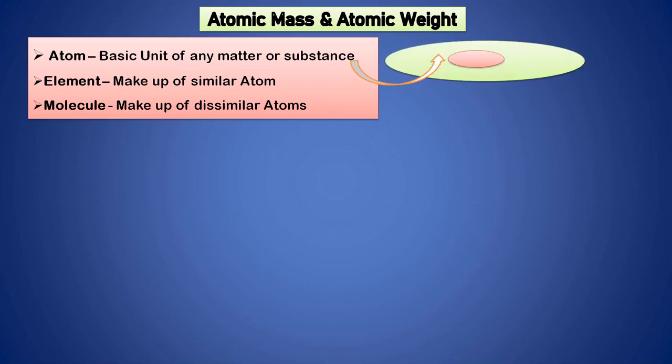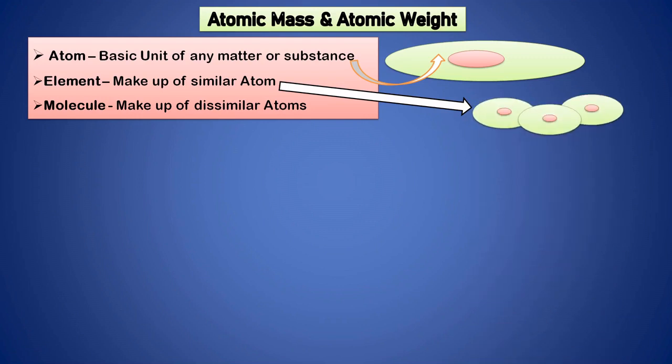This is an atom. This is the center nucleus and this is the surrounding orbital. An atom is the basic unit for any matter or substance. Then element. What is an element? It is a group of similar atoms, a complex of similar atoms.